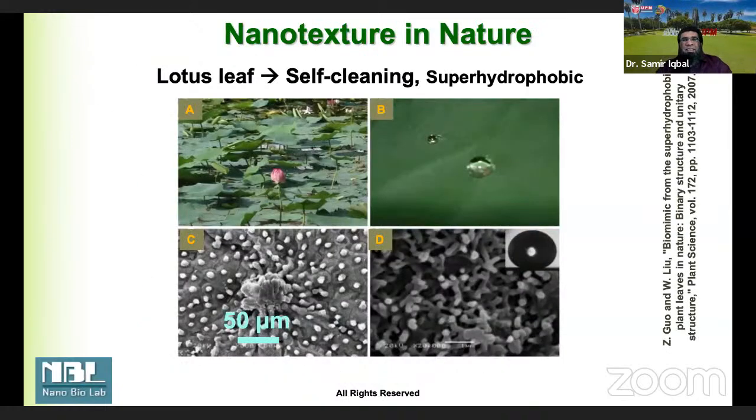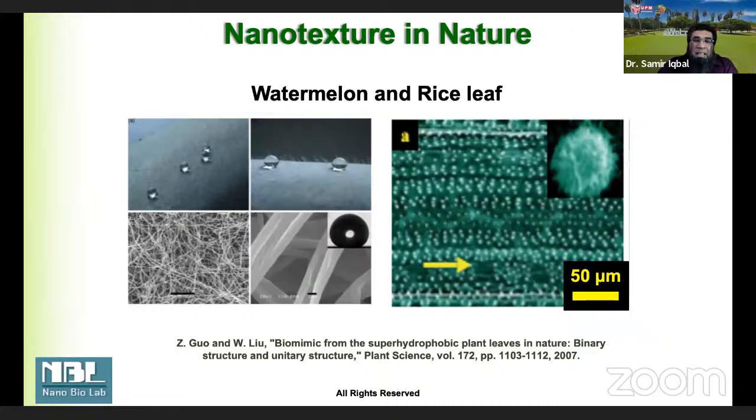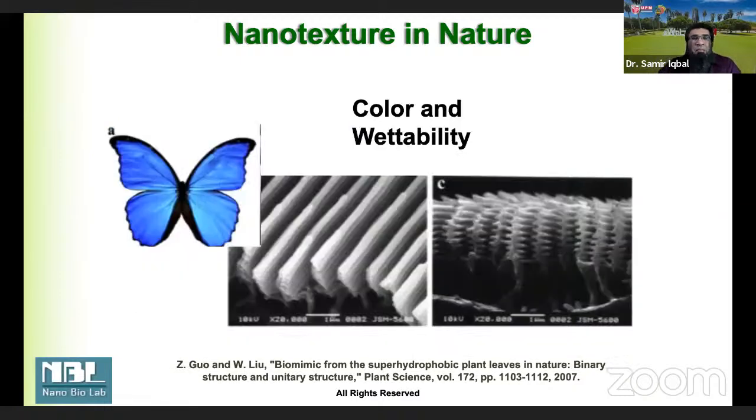Here are a few examples. For example, the lotus leaf. If you put the leaf in an electron microscope, it shows nanoscale structure, and that gives those leaves super hydrophobic properties. They don't get wet. If you look at watermelon leaf or rice leaf, they show similar structure and properties, with nanotexture in it, and they show hydrophobic behavior.